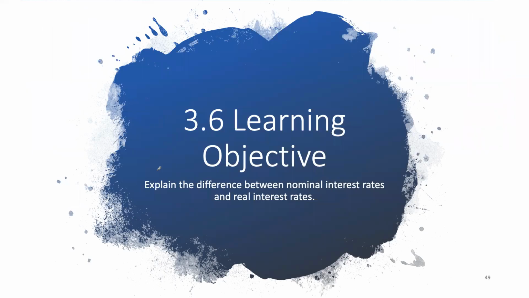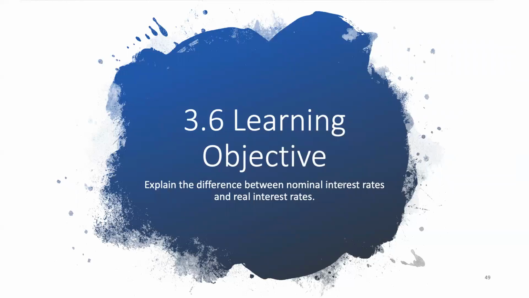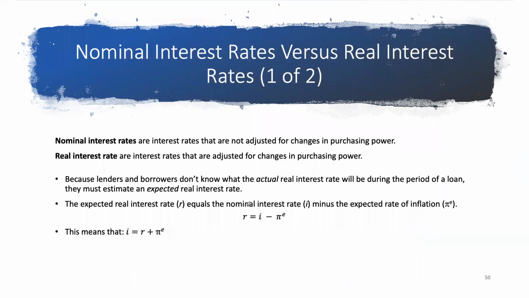Okay. A final thing that I want to talk about is this difference between the nominal interest rate and the real interest rate, right? So again, this difference between nominal and real keeps coming back in economics over and over again. So the difference between nominal interest rates and real interest rates is that nominal interest rates have not been adjusted for the fact that there's some expected inflation in the economy, right?